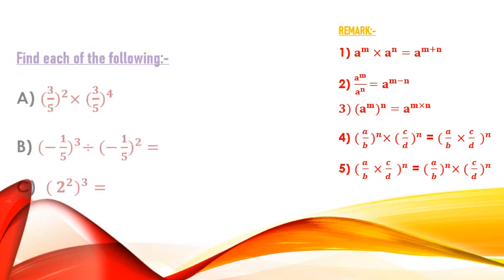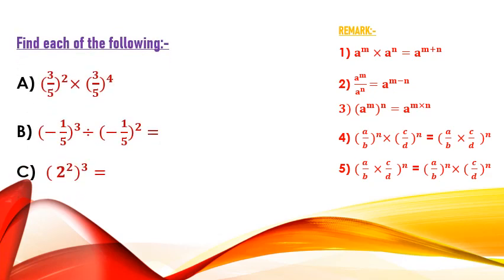Important notes. Okay, for example, find the value of the following. Letter A: (3/5)^2 times (3/5)^4. I have the same base and multiplying operation, then (3/5)^(2+4) equals (3/5)^6, and distributing the power equals 3^6 over 5^6.